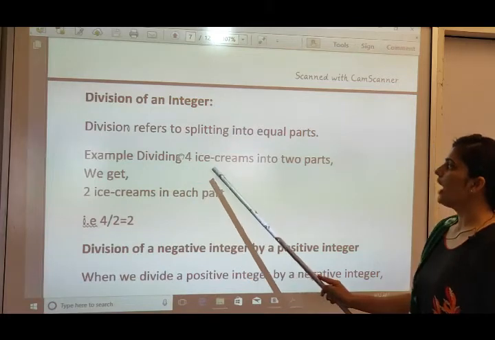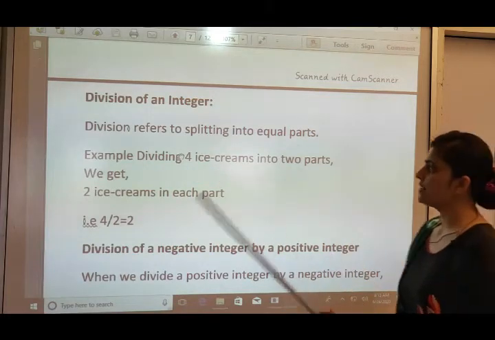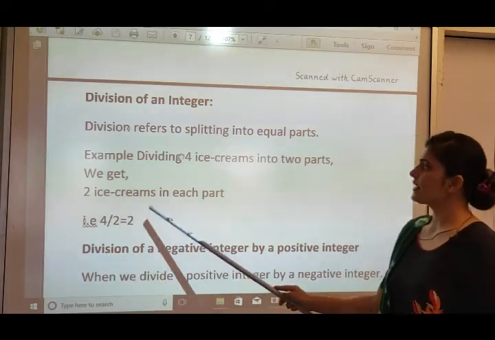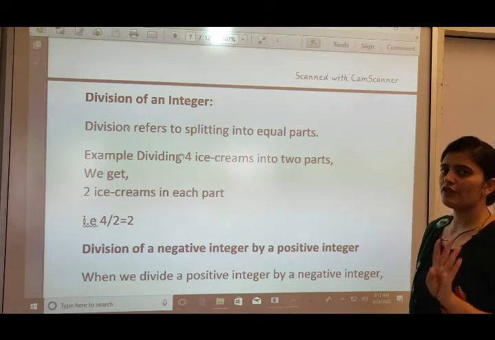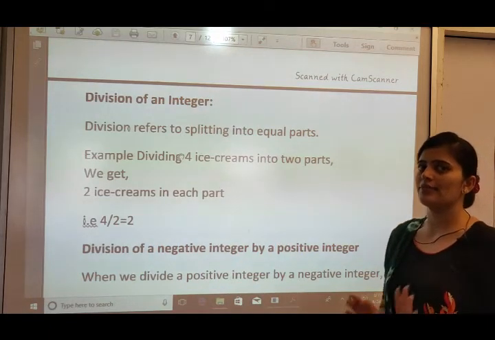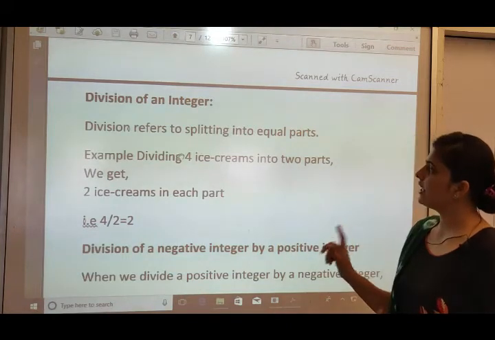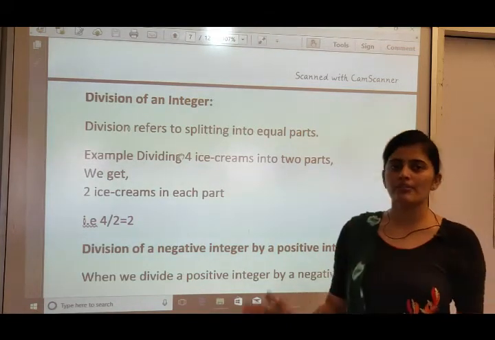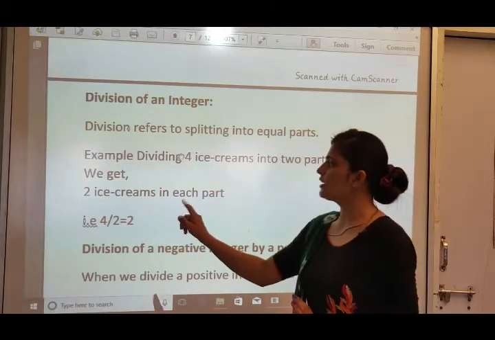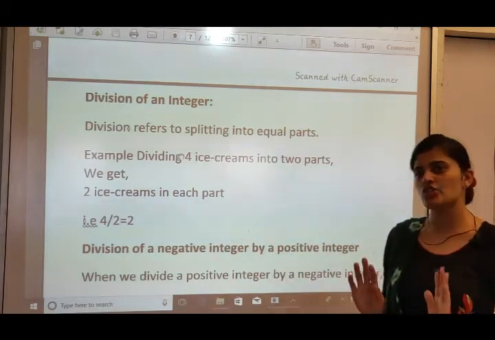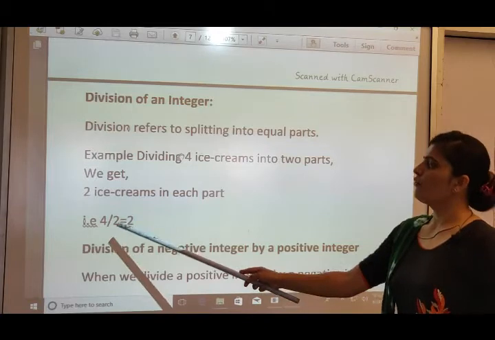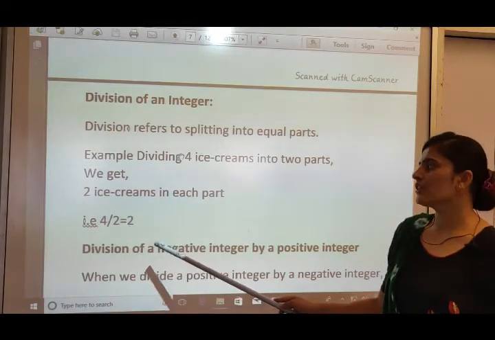Example, dividing 4 ice creams into 2 parts. We get 2 ice creams in each part. Now we are having 4 ice creams. If I want to divide them, then what will I do? 2 pairs we will make. So when we are dividing 4 into equal parts, we will get 2 ice creams in each part. That is 4 divided by 2. It will be equal to 2.